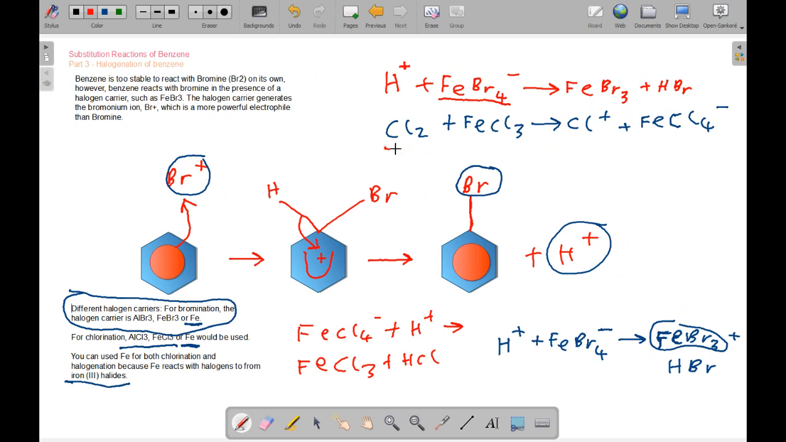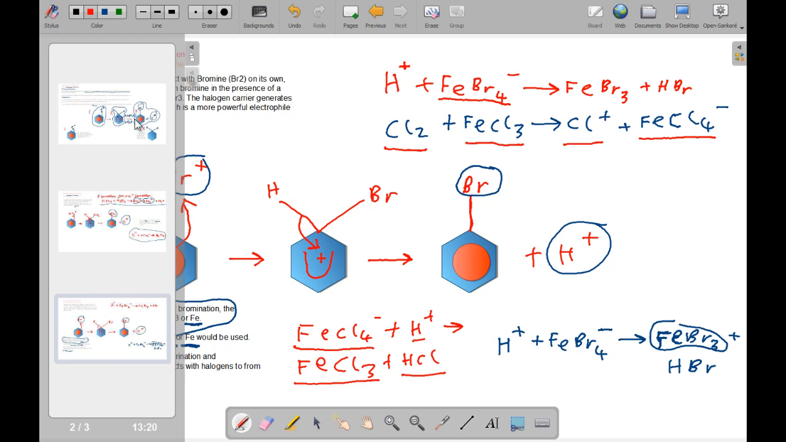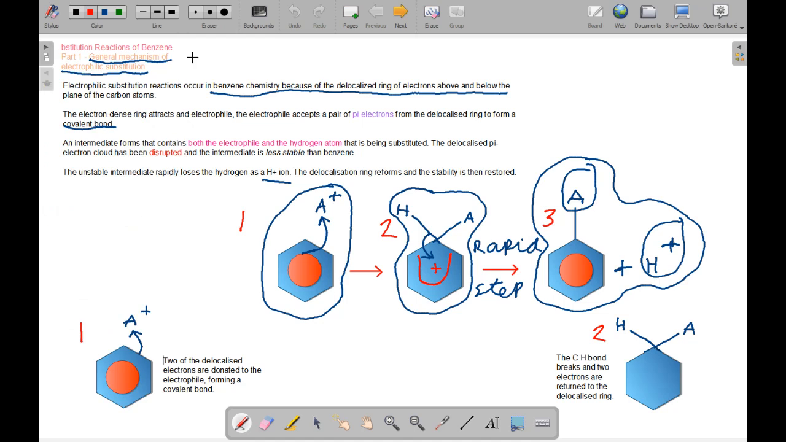If you take chlorine, Cl2 plus FeCl3 makes Cl+ and FeCl4-. The same thing would occur, just replace bromine with chlorine, and the H+ ion will be generated, and FeCl4- plus H+ will regenerate FeCl3 and also make hydrochloric acid in the process. So remembering the chemistry here generally is key, rather than remembering a whole set of reactions.